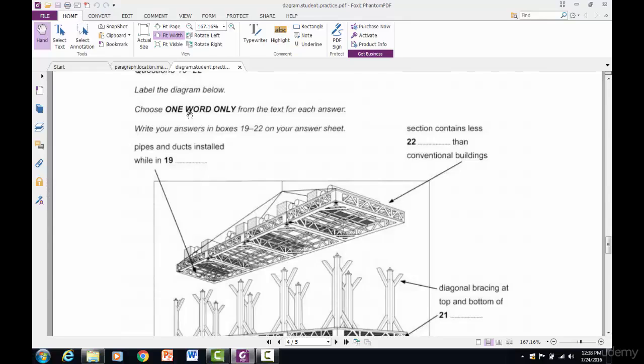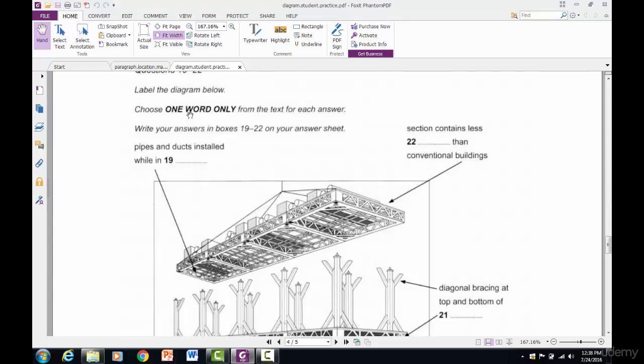Also, we should note that sometimes all the answers don't have to come in the same paragraph. 19 might come from paragraph 2, 20 and 21 might come from paragraph 3, and 22 might come from paragraph 4. Or it's possible they all might come in the same paragraph, but you have to be aware that it is possible that they may not all come in the exact same paragraph, okay? So let's be aware of that.